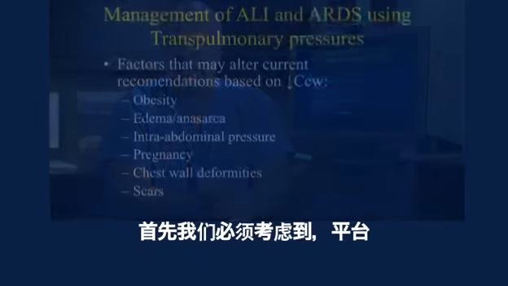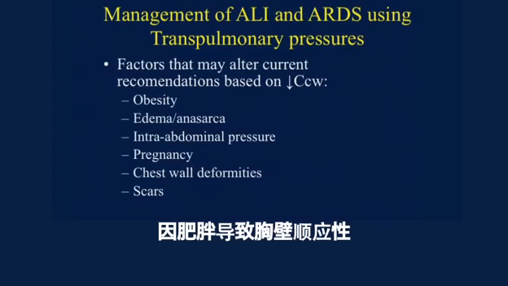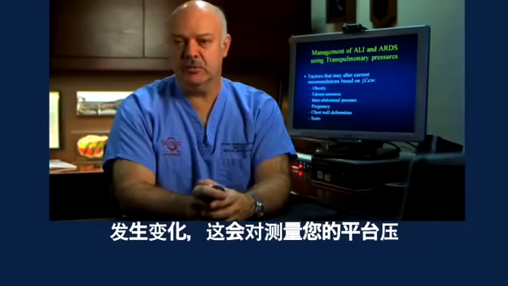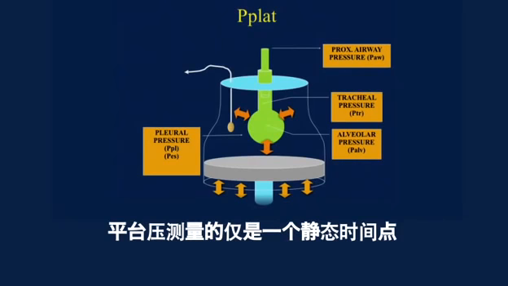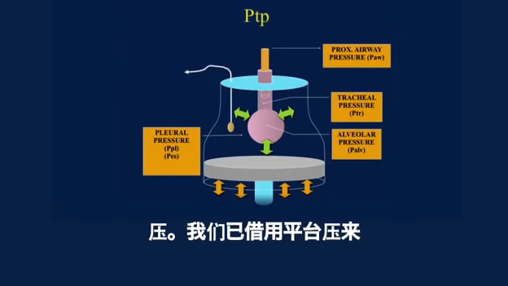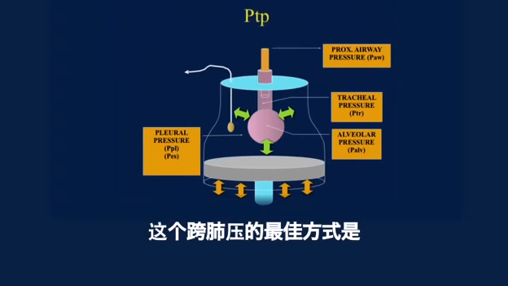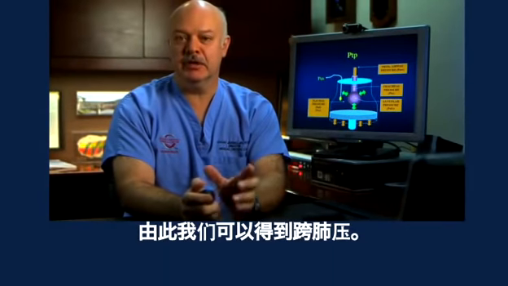Well, we need to take into account that the plateau pressure is just measuring one side of the equation. When you have decreased chest wall compliance, caused by obesity, edema in anasarcic patients, changes in intra-abdominal pressure after surgery, after septic resuscitations, with pregnancy, with chest wall deformities, or with burns, there are going to be changes in the chest wall that significantly affect the way you measure your plateau pressure. The plateau pressure measures only the airway pressure in a static moment. We need to know the transpulmonary pressure, and we have used the plateau pressure as a surrogate for measuring this number. However, the best way to measure the transpulmonary pressure is by measuring the other side of the equation, which is the esophageal pressure at the same time. That will give us the transpulmonary pressure.